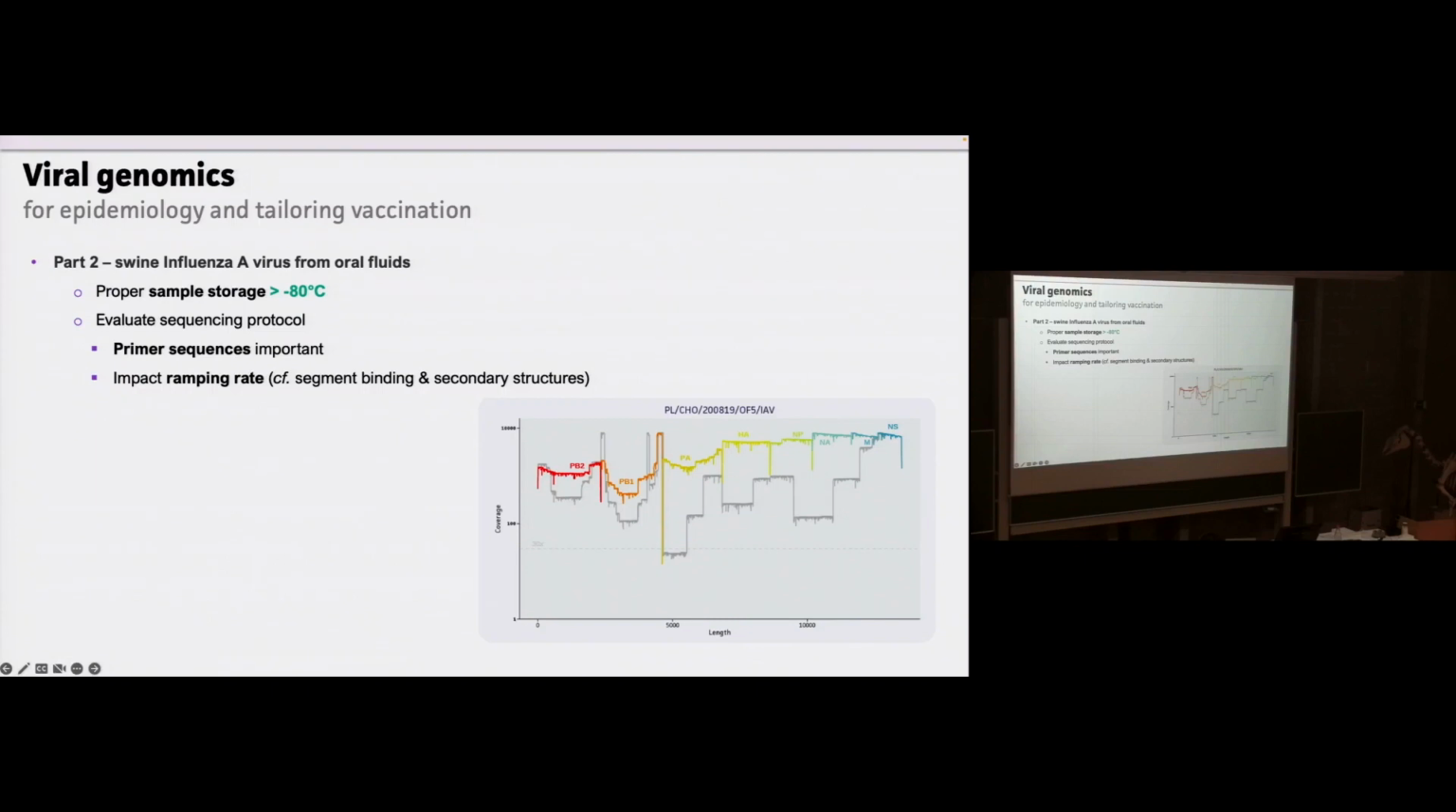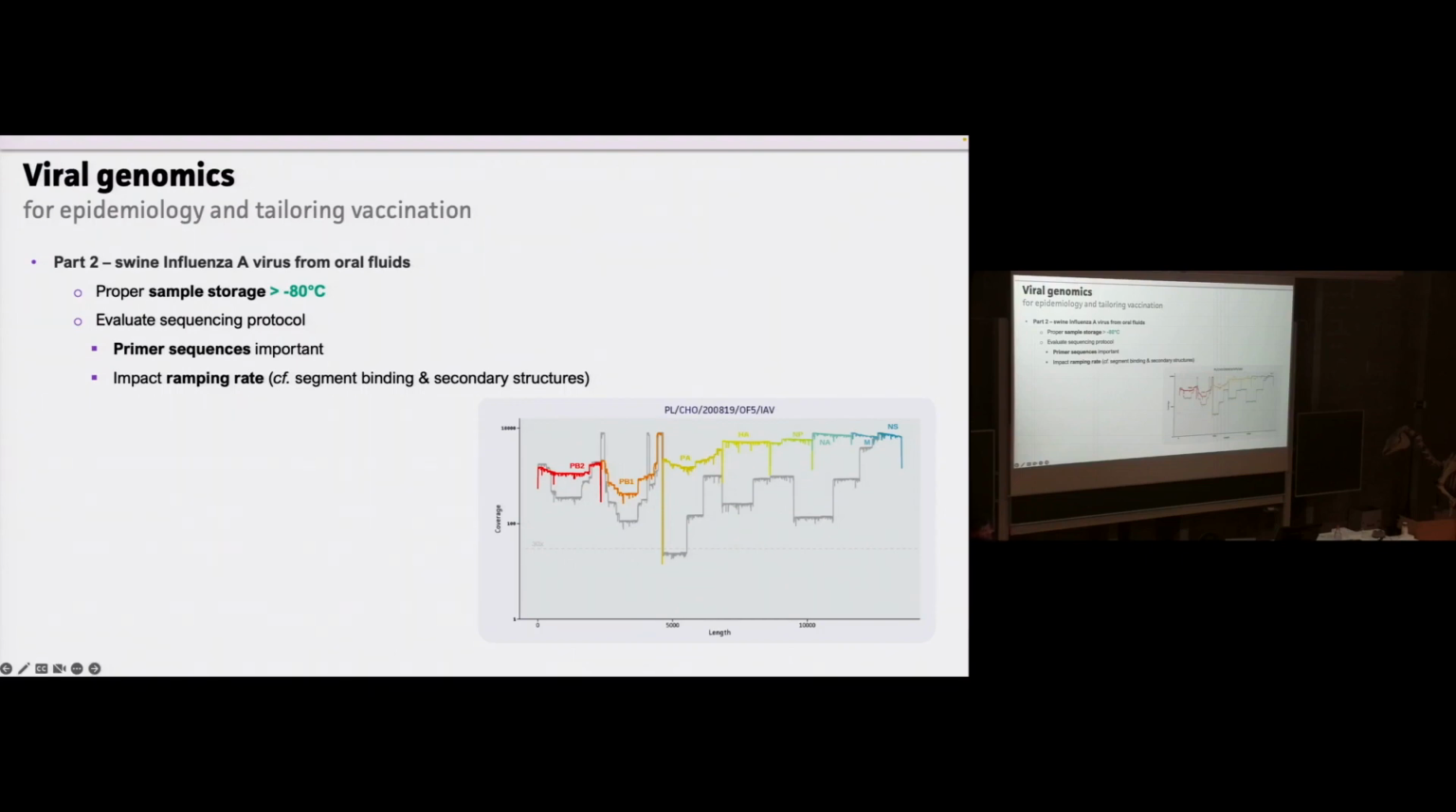What do I mean with ramping rate? In a PCR, in the molecular detection, we go from a high temperature to a lower temperature. Of course you can go in a very quick way to this lower temperature, but you can also do it in a very, very slow way. And this is the ramping rate we're talking about. This can have an influence on the primer binding to specific segments, but also to the secondary structures that are present. So it really helped us in getting better genomes.